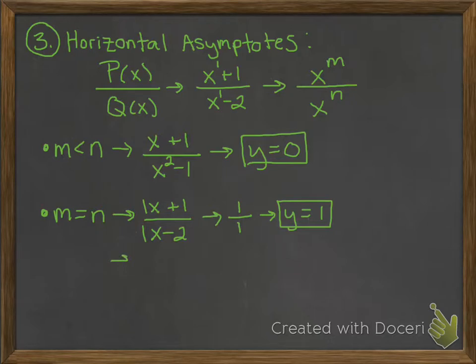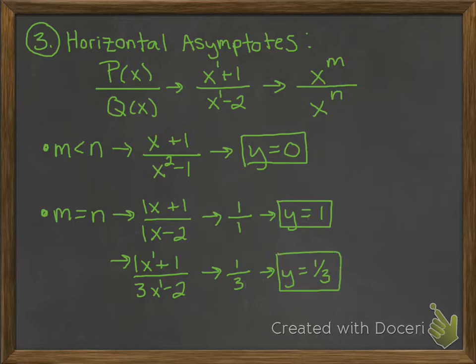Let's take a look at one more. Let's say I have x plus 1 over 3x minus 2. Once again, the exponents are the same. They're both 1 and 1. But the coefficients are what's going to tell me where my horizontal asymptote is. So the coefficient of the x in my numerator is 1, and the coefficient of my x in the denominator is 3. Therefore, I'm going to do 1 over 3, which means my horizontal asymptote is y equals 1/3.